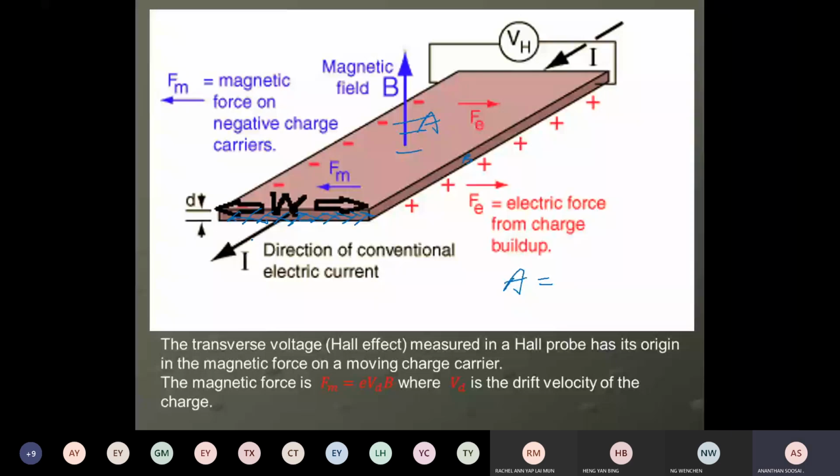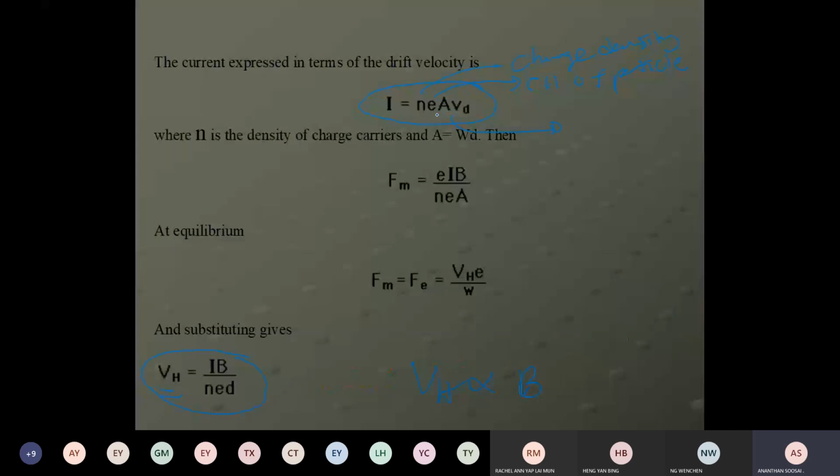Okay, so understand. So what is your A? It is the cross-sectional area of the slice of the conductor. Okay, now V is what? The drift velocity, the velocity that the electron is traveling. Okay. Now, second line, where N is the density of the charge, and A is WD. I hope I understand, A is WD, correct?